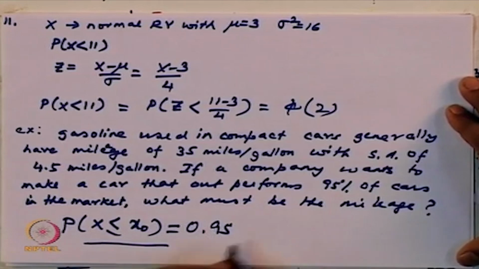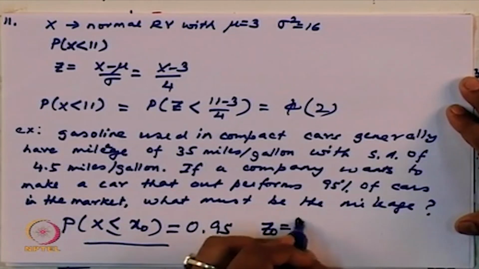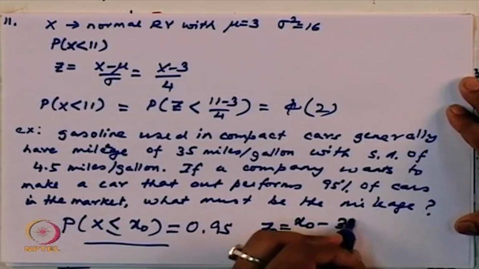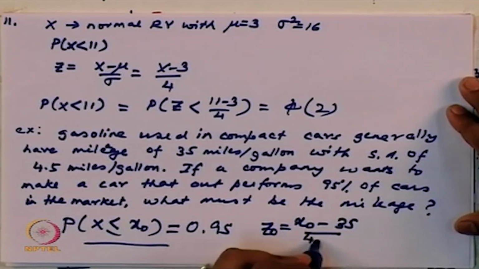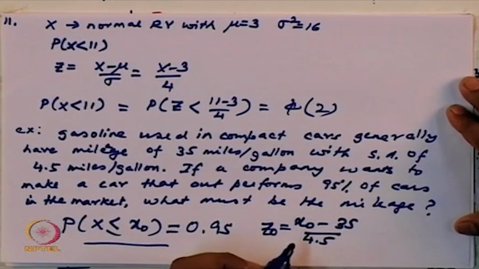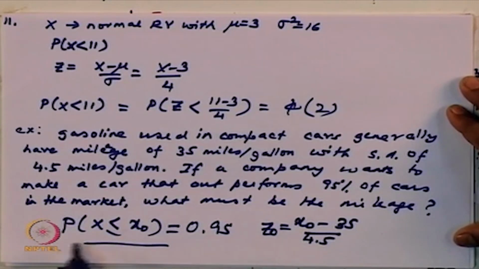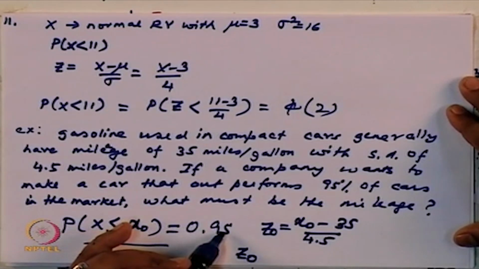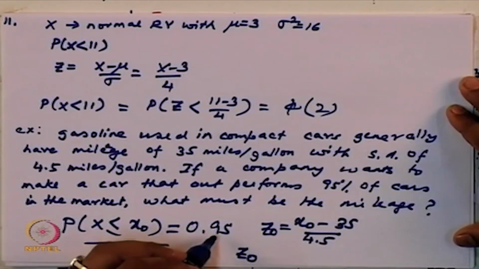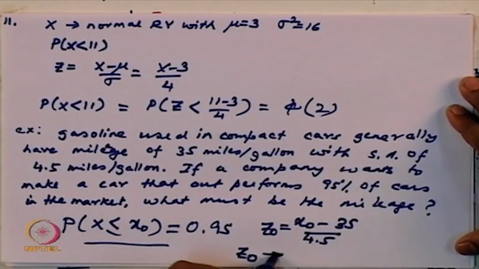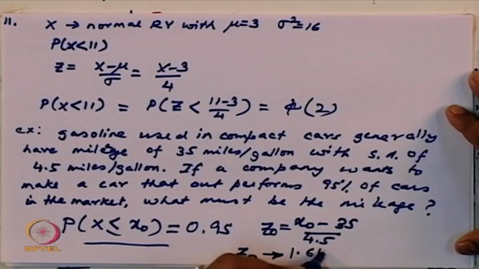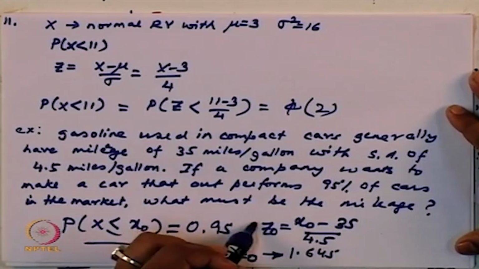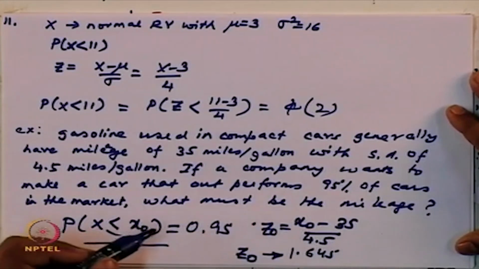So, what do we do? We define z naught as (x naught minus 35) by 4.5, and find out for what value of z naught, by looking up the table, we get a probability of 0.95. Once we know that, for example, if you look up the normal distribution tables, you will see that z naught is roughly 1.645. Then you can use this equation to invert and find the value of x naught.